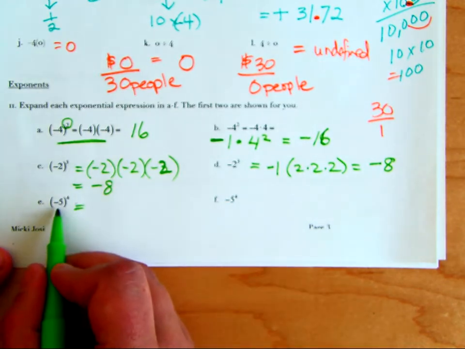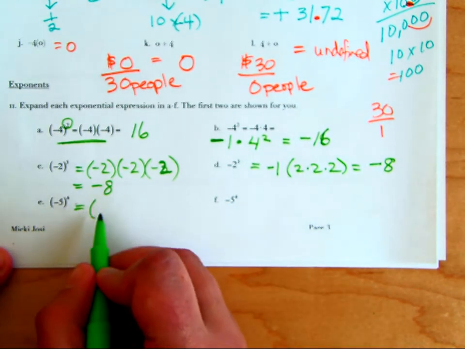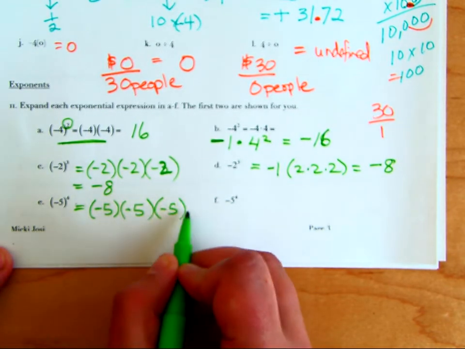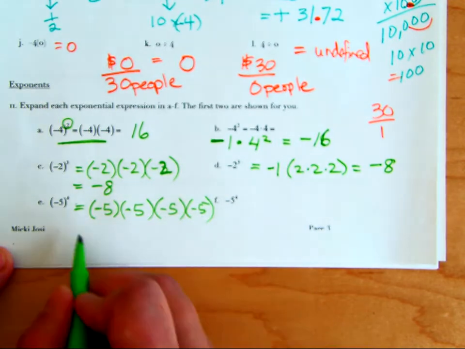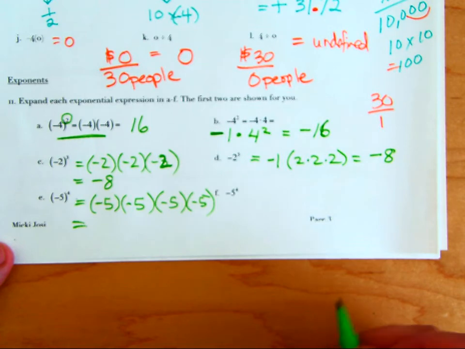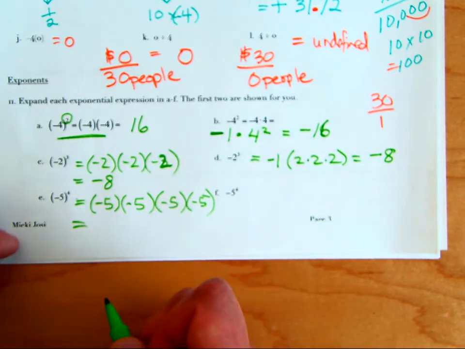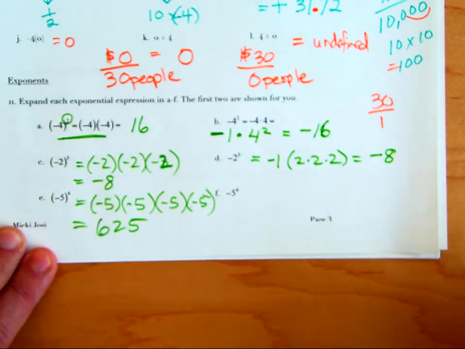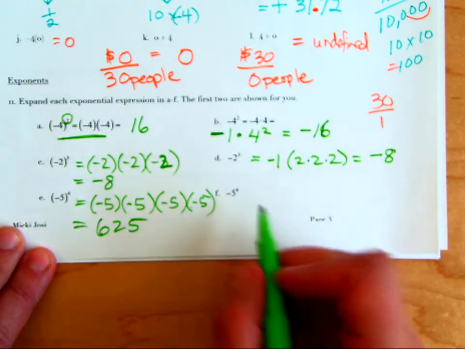Okay, now if we have the negative 5 in parentheses, that means that's the number we're multiplying by itself 4 times. So if I have an even number of negatives, what's my sign going to be? Positive. 5 times 5 is 25. 5 to the third power is 125. If you have $1.25 5 times, you have, I'll just tell you, $6.25. Close, 6.25. Okay, so what's this one going to be?